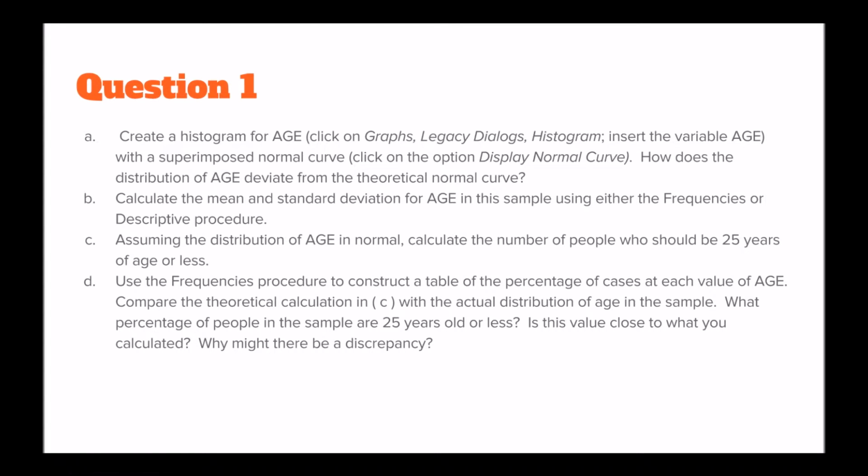The next part of the question says, use the frequencies procedure to construct a table of the percentages of cases at each value of age. Then you can compare the calculation you did in C with the actual distribution of age in the sample. And then you answer the questions: what percentage of people in the sample are 25 years old or less, and is this value close to what you calculated, and why might there be a discrepancy?